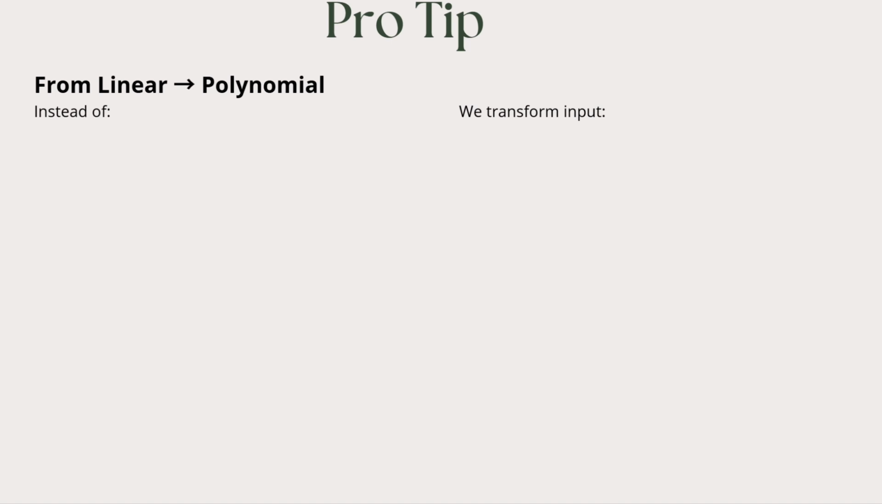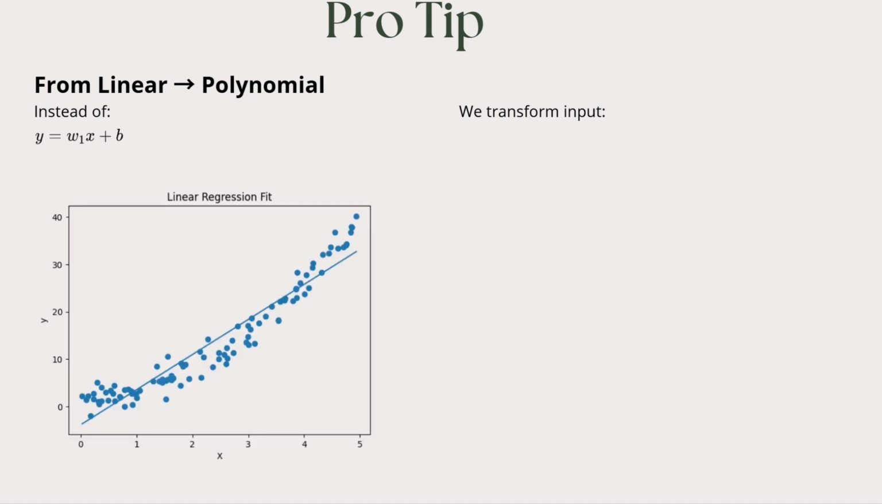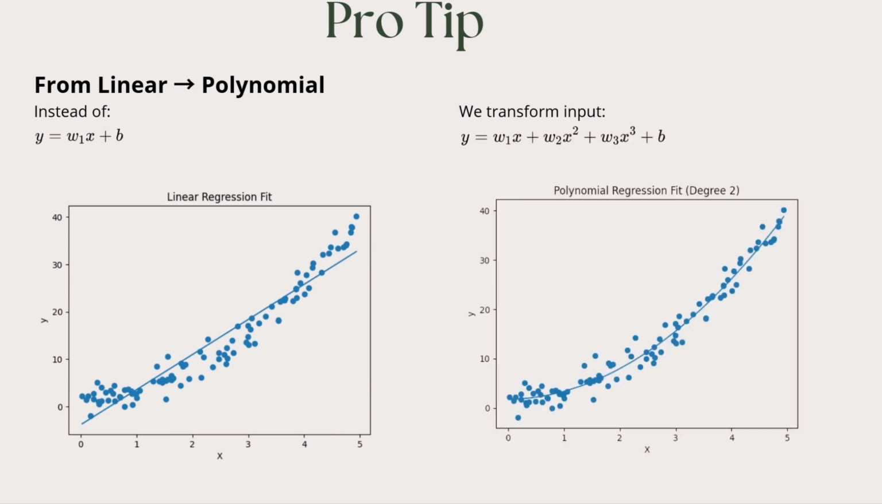Now one pro tip of how we can create a polynomial regression. Even though linear regression models a straight line, we can make it more powerful using feature engineering. For example, you see a linear regression fit that is a straight line. Instead of using x as our input variable, we can also include x square, x cube or something similar, and this will make the model polynomial.